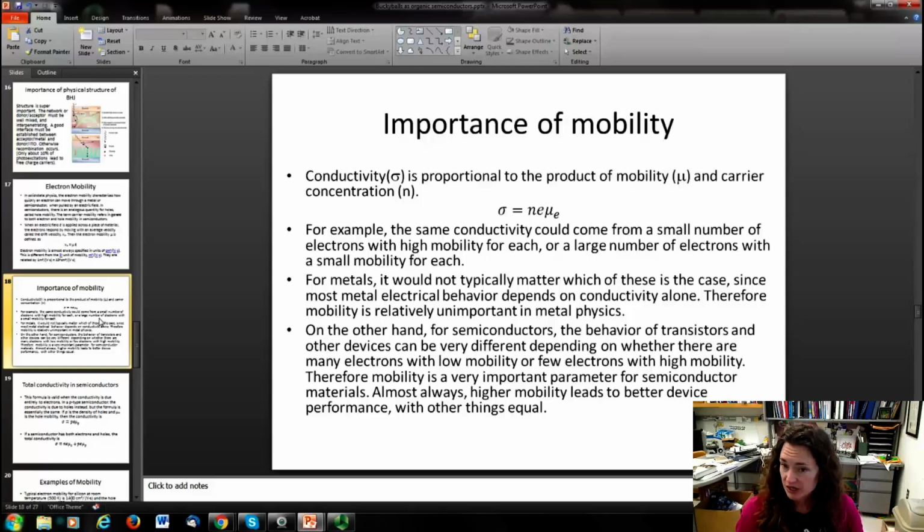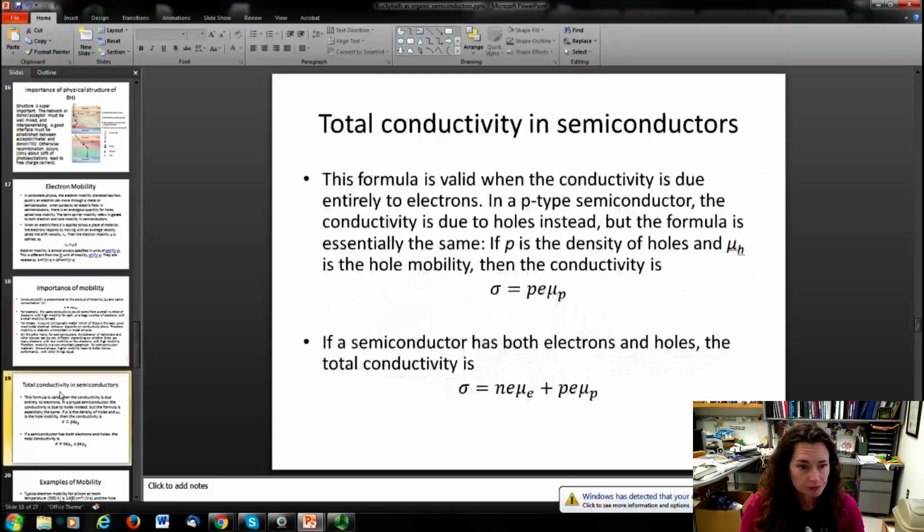On the other hand, for semiconductors, the behavior of the transistors and the other devices can be very different depending on whether there's many electrons with low mobility or few electrons with high mobility. So mobility is almost always a very important parameter for semiconductor materials, and almost always a higher mobility leads to better device performance when all other things are equal.